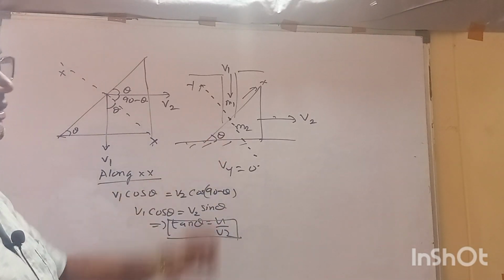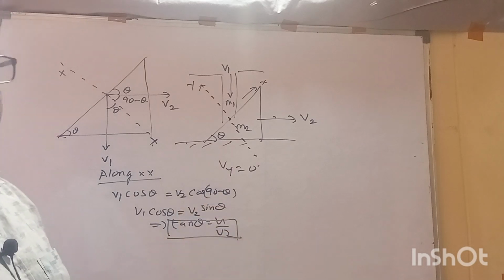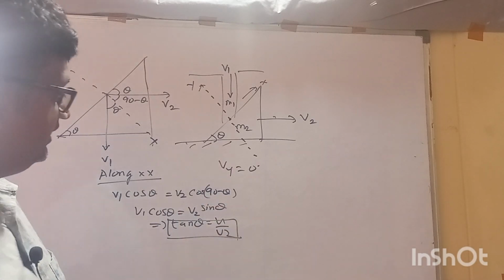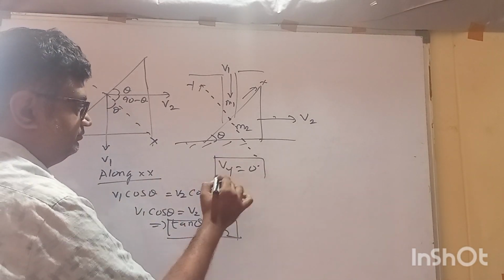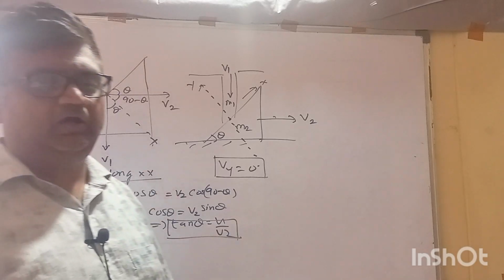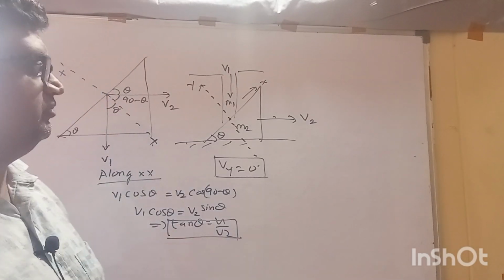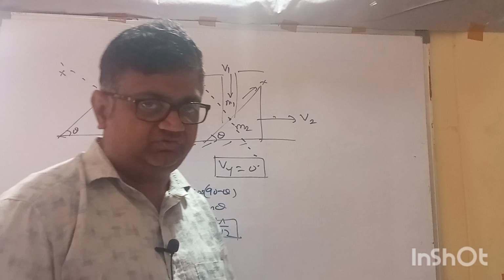So this is an example of constrained motion. The constraint here is this. Now I will explain another example. The same concept we are going to do by vectors, okay.